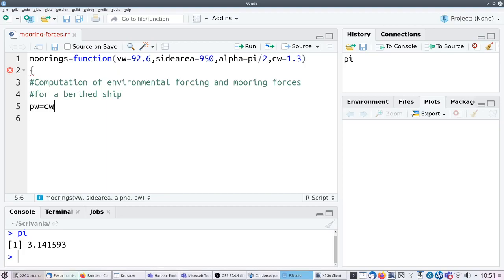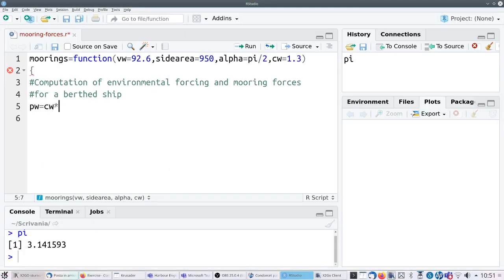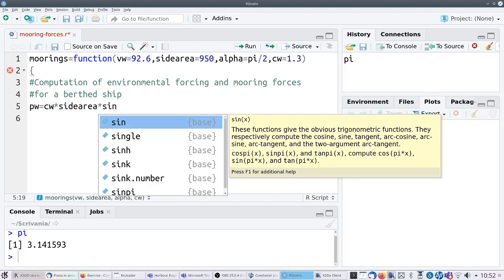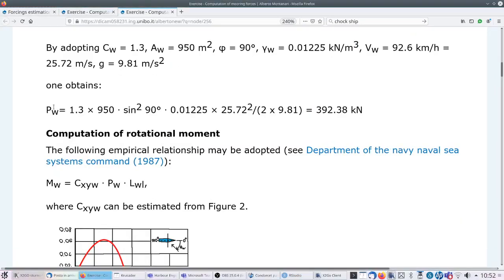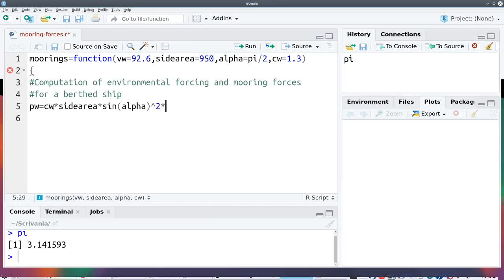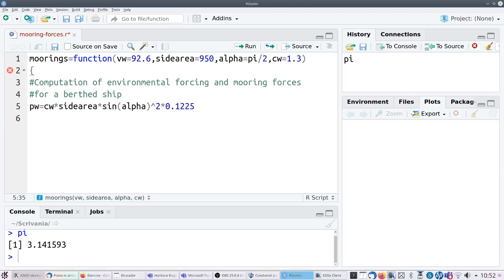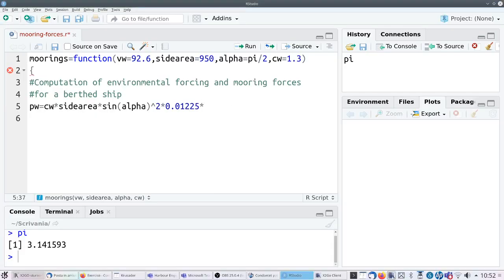okay, let's write CW times the side area times, let me go back because I want to make sure, okay, sin of alpha squared, if I remember, let me see, yes, and then air density times 0.1225, and then times, now the wind velocity.